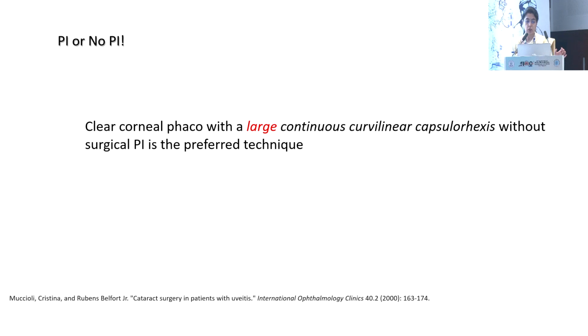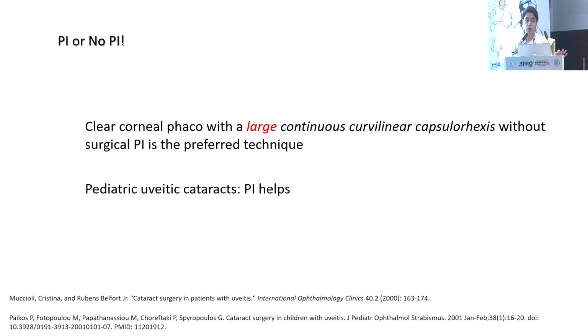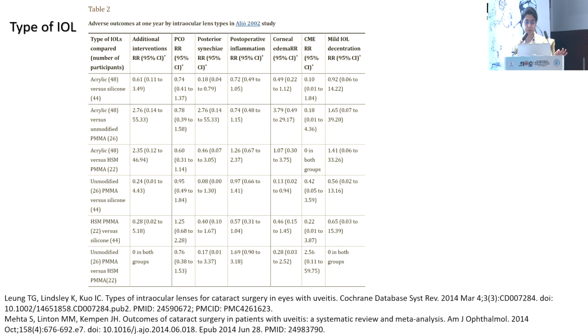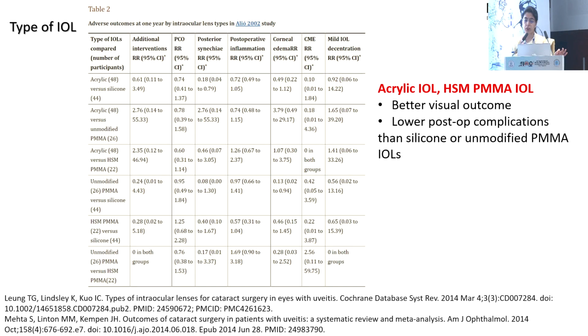Now, this PI or no PI is a question that is often asked. Clear corneal phaco with a large continuous rexis without surgical PI is the preferred technique. However, in pediatric uveitic cataracts, PI helps in preventing glaucoma. A Cochrane review has shown that acrylic IOL or heparin surface modified PMMA IOLs result in better visual outcomes and lower post-op complications than silicone or unmodified IOLs. Multifocals should best be avoided.